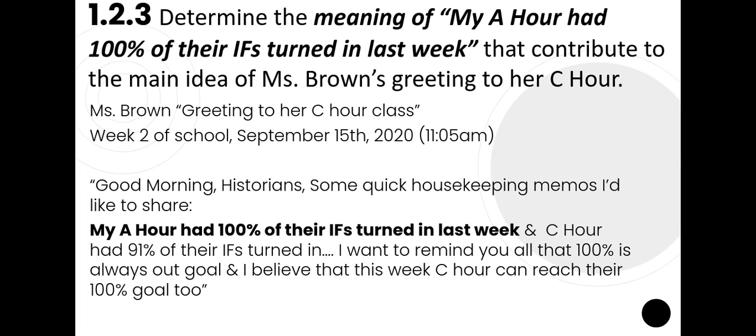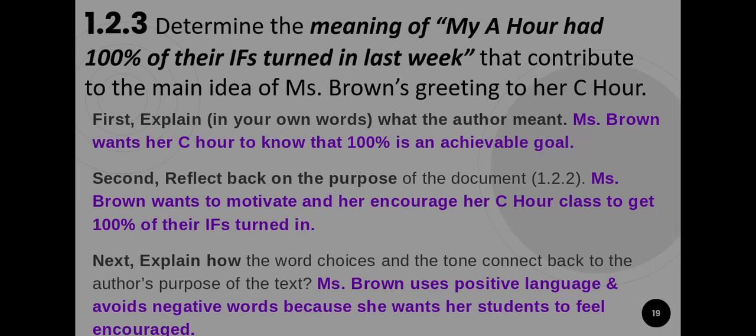So let's take a look at what the document says. In this document, she says, "Good morning, historians. Some quick housekeeping memos I'd like to share. My A hour had 100% of their IFs turned in last week, and C hour had 91% of their IFs turned in. I want to remind you all that 100% is always our goal, and I believe that this week C hour can reach their goal too." So the phrase that we are going to be looking at is where she talks about her A hour, and that's in bold on your screen here.